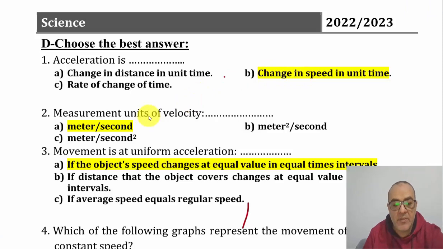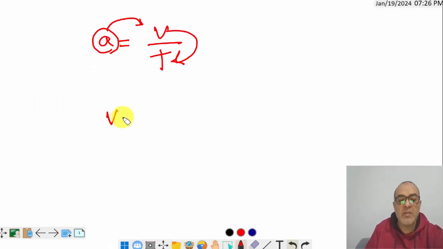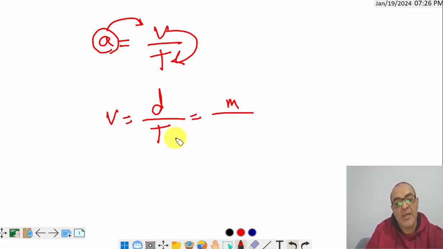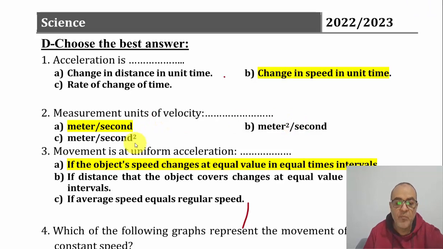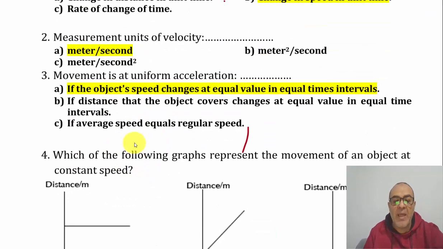Measurement of velocity. Velocity, students, equals displacement over time. The unit of displacement is, yes, meter, while the unit of time is second. So the unit of velocity is meter per second. Here, this one. Movement in a uniform acceleration.